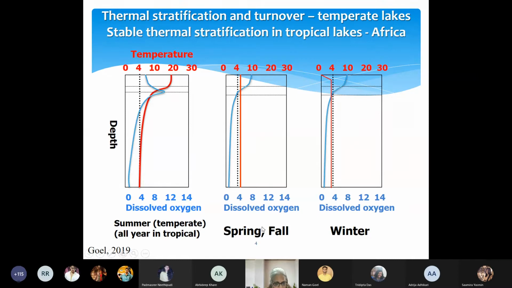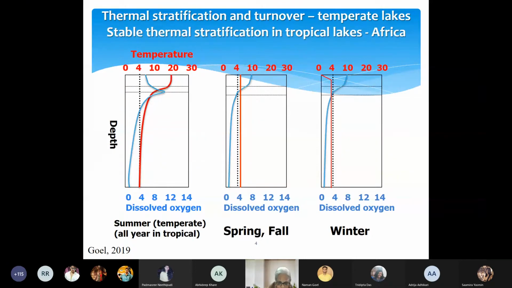Let's take a look at what happens in the fall. Summer temperatures start decreasing. There comes a point. Let's say the ambient temperature comes down to 4 degrees. The water temperature comes down to 4 degrees, and you know that at 4 degrees the density is greatest.